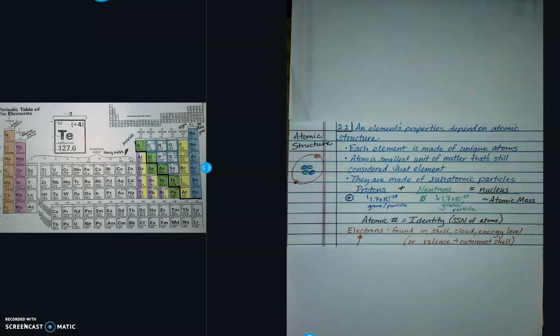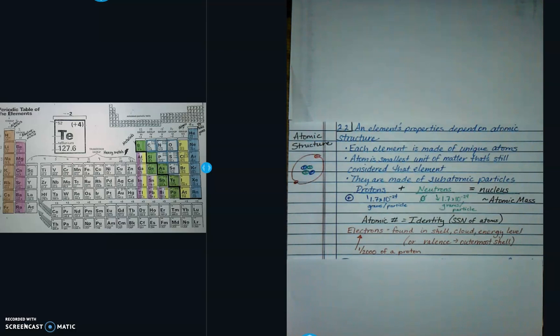You might also hear it called a cloud or an energy level. Sometimes you'll hear it called a valence, and that just refers to the outermost shell. An electron is very tiny. They do not contribute to the atomic mass at all. They weigh 1/2000th of what a proton weighs. So they're very, very tiny.